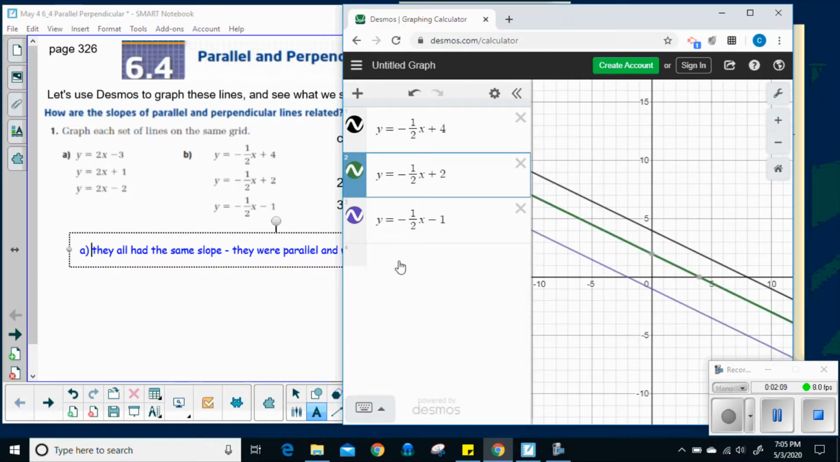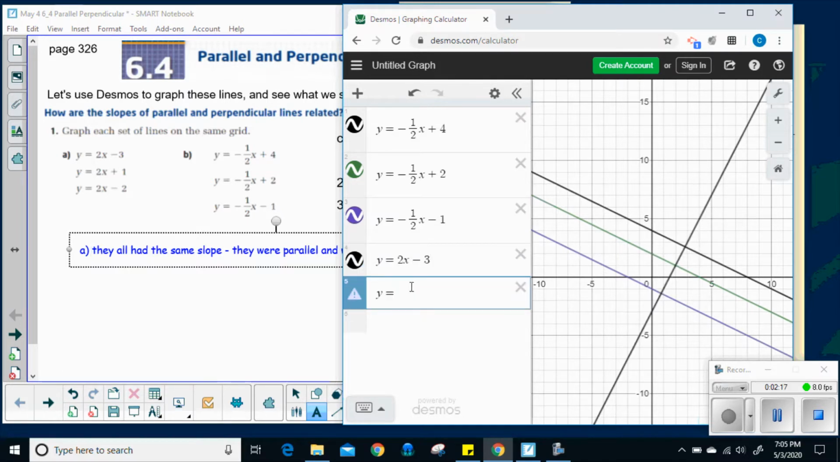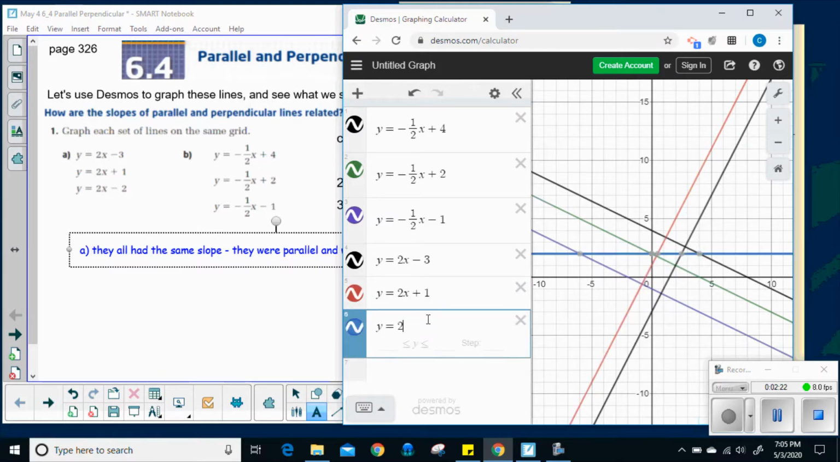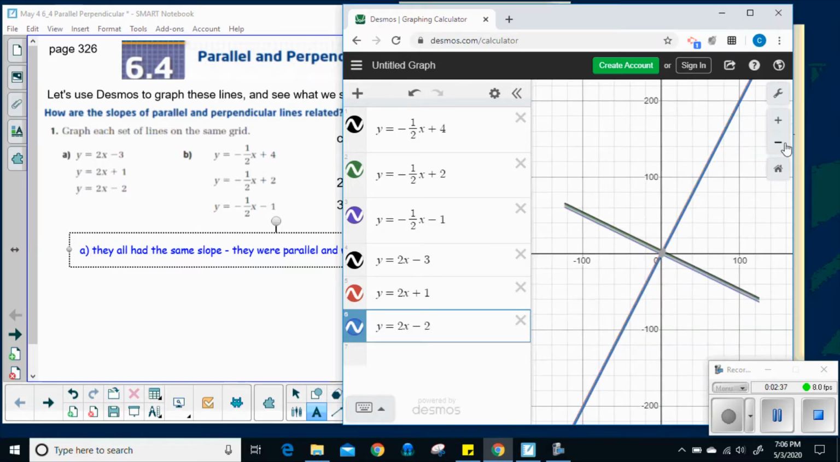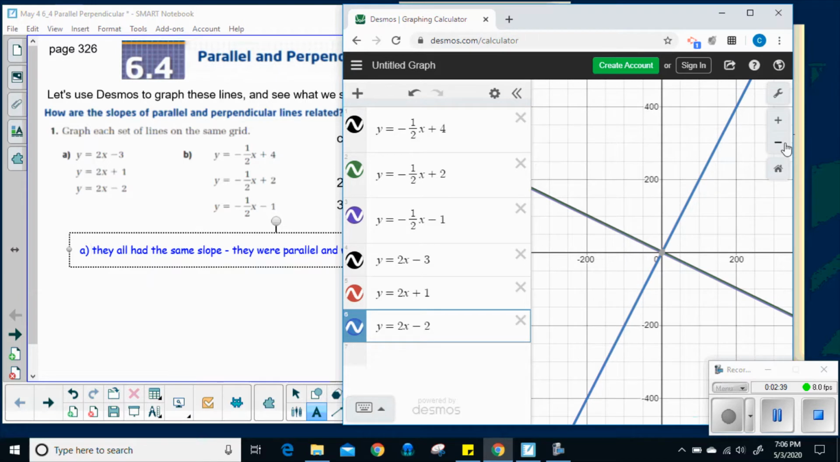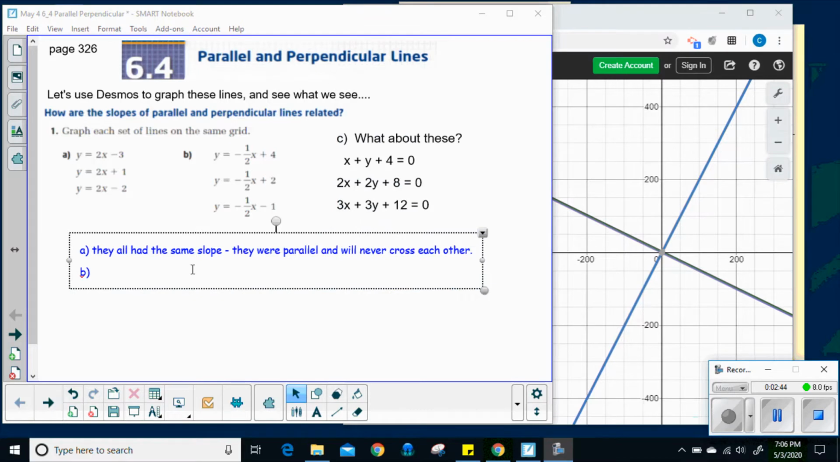That's pretty neat. Okay, let's put those first lines back in here. So y equals 2x minus 3, y equals 2x plus 1, and y equals 2x minus 2. So what do we notice here? Interesting. They do all cross each other, so the one group crosses the other one. Does that look like right angles to you? I think those look like right angles.